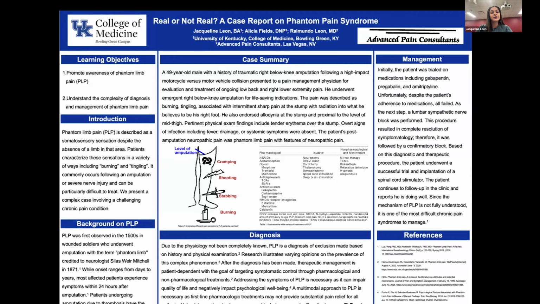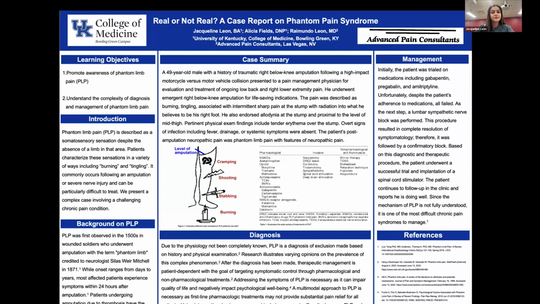So we had a 49-year-old male that presented after a high-impact motorcycle versus motor vehicle collision, and he underwent a traumatic right below-knee amputation due to life-saving measures. After the amputation, he began to have pain that he characterized as burning, tingling, and intermittently sharp that would radiate into what he believed was his right foot.